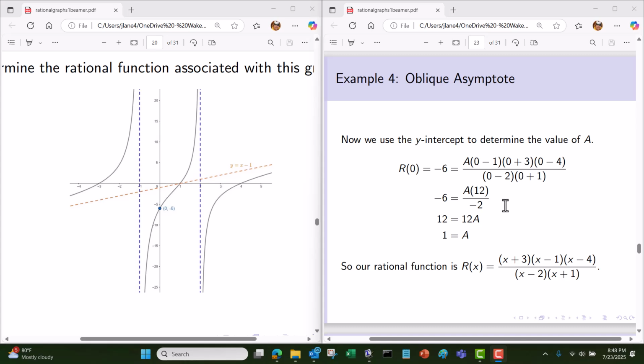So our rational function has the form x plus 3 times x minus 1 times x minus 4, divided by x minus 2 times x plus 1. If you notice, the degree of the numerator is 1 bigger than the degree of the denominator. That means we have an oblique asymptote, or as it's sometimes called, a slanted asymptote. This also satisfies all the other conditions set forth by the graph. So this is the algebraic form of our rational function represented by the graph on the left. I thank you for your time and attention.